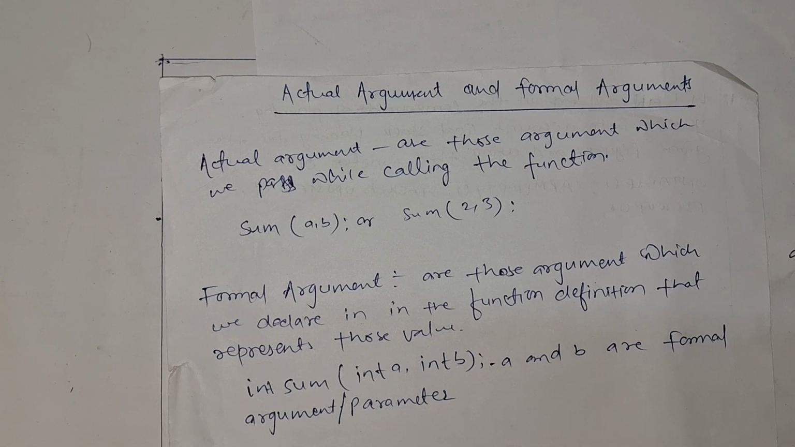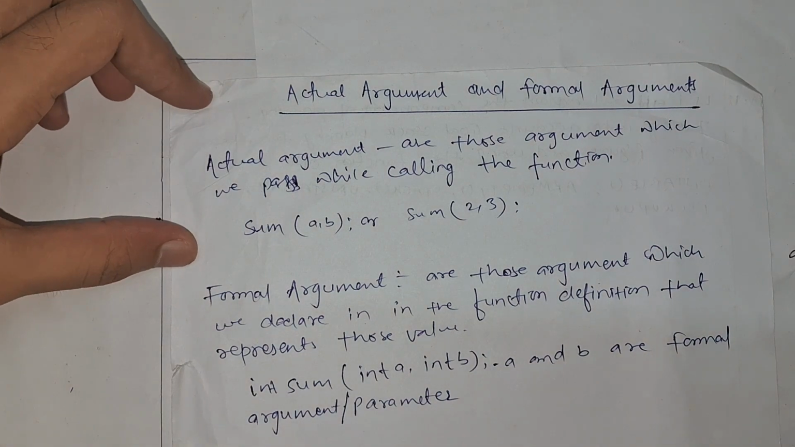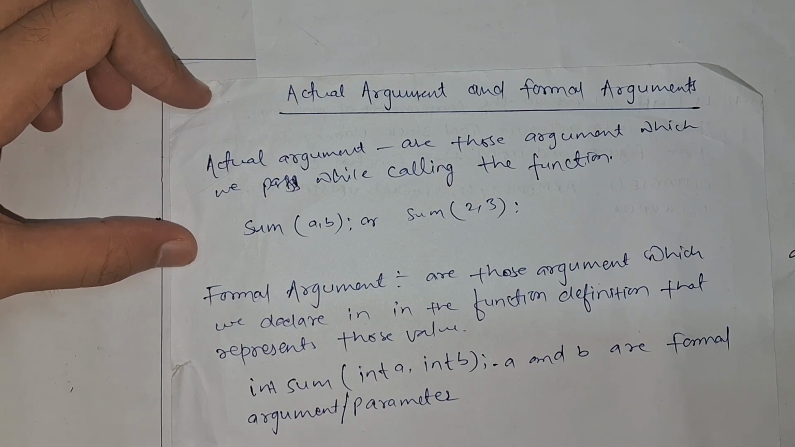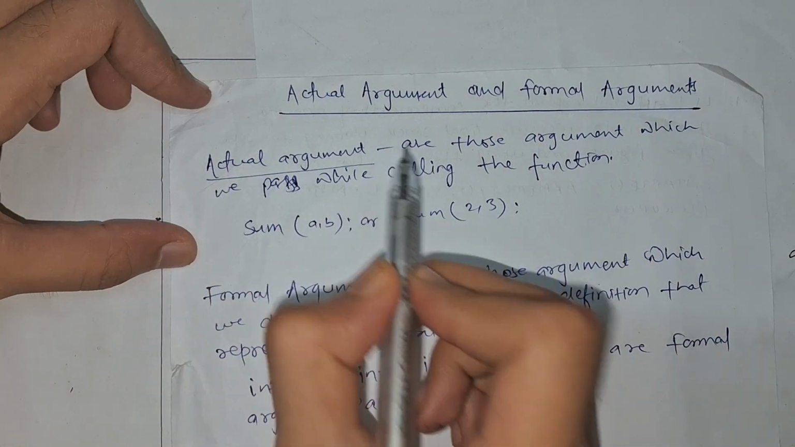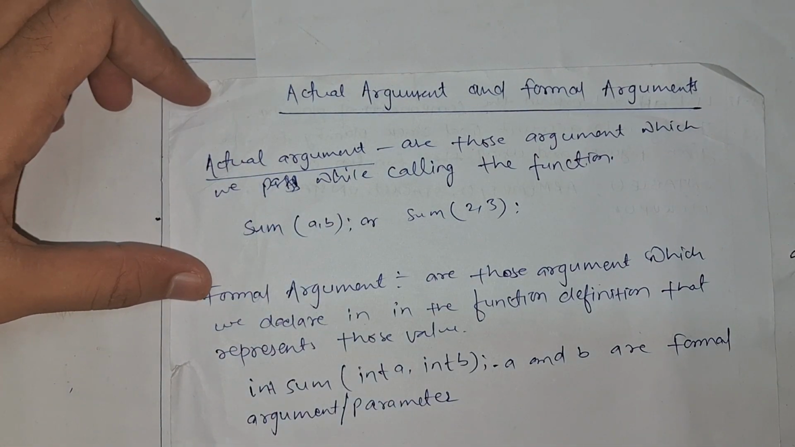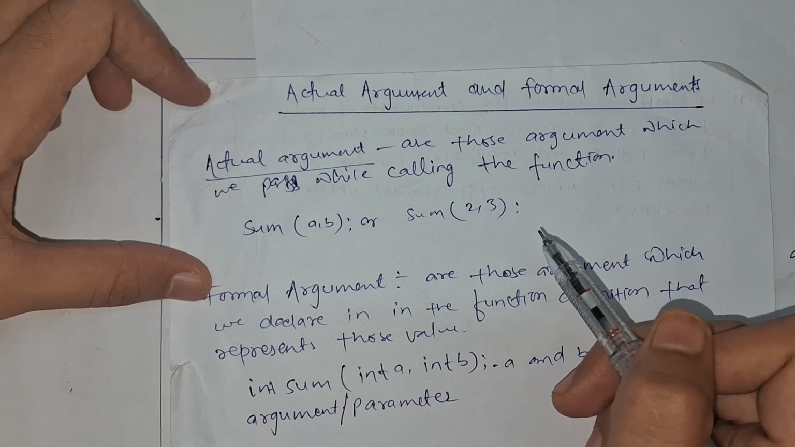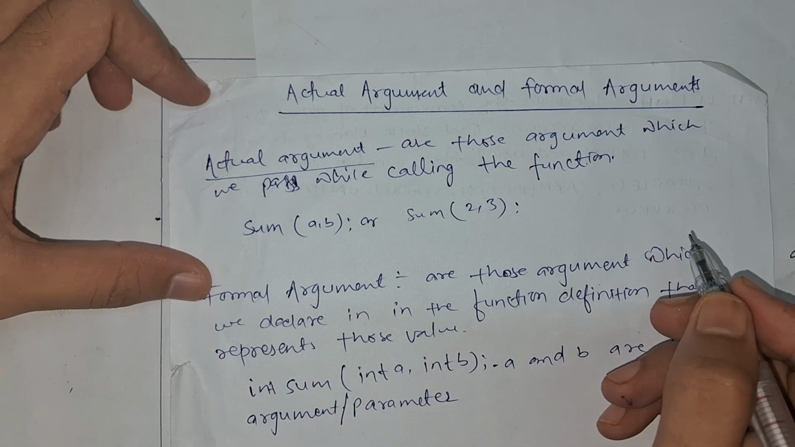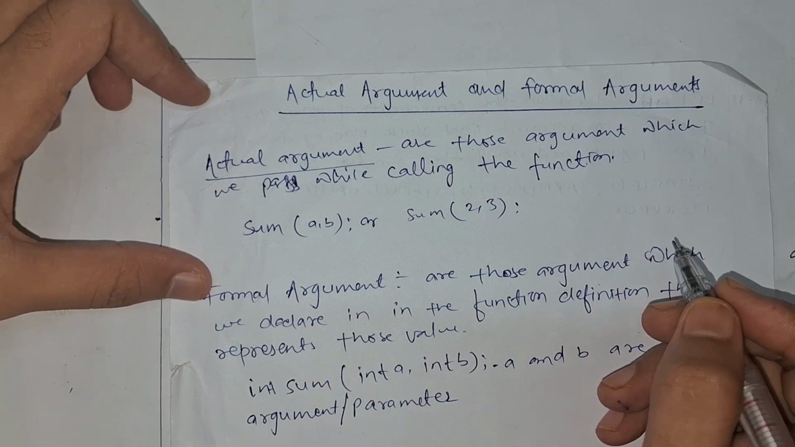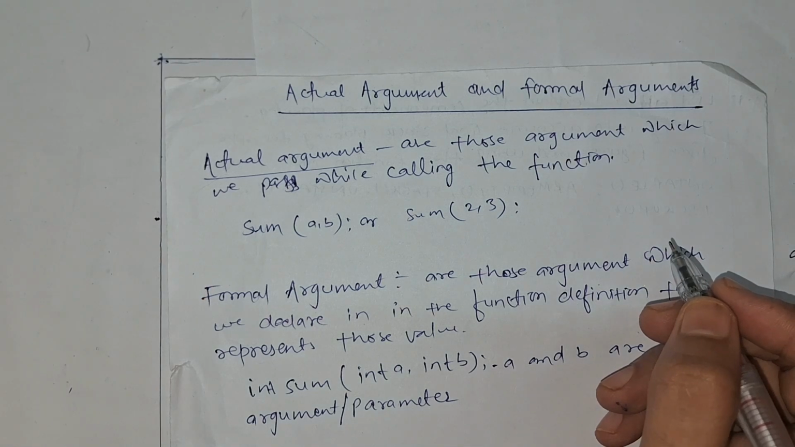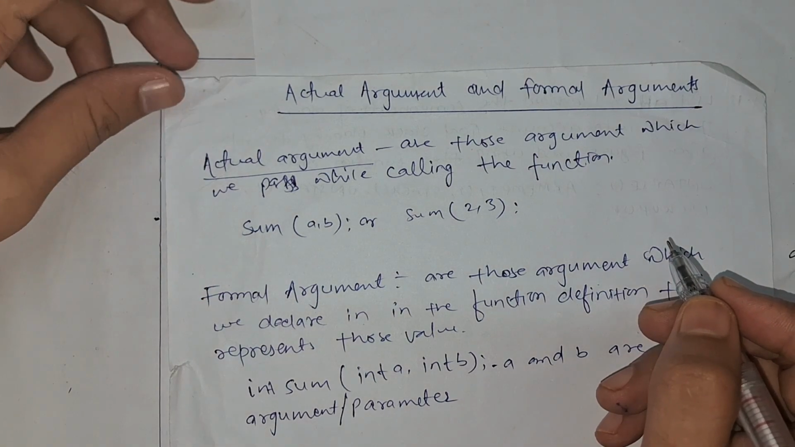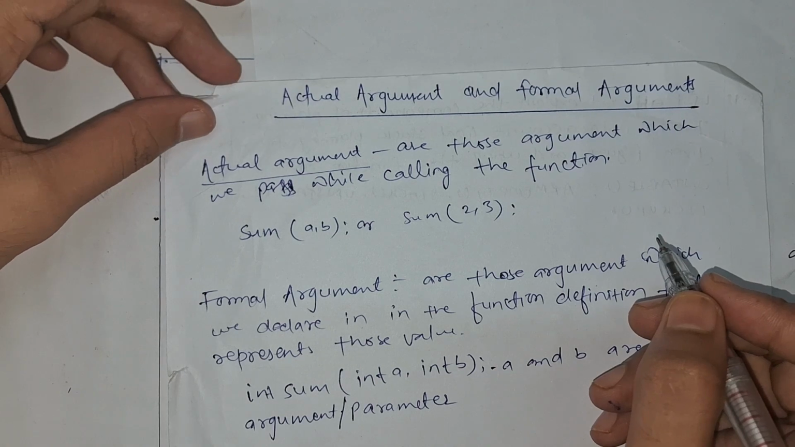First of all, we will discuss actual arguments. When we talk about the definition of actual arguments, we come to know that these are the arguments which we pass while calling the function. Calling the function means whenever we are going to call the function from any other function, or from any other location.